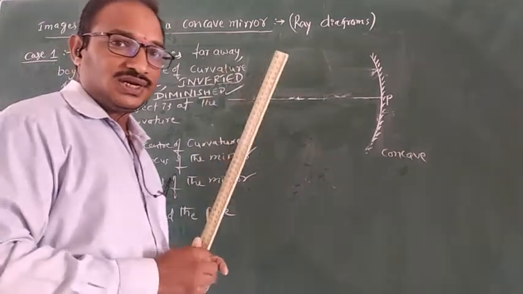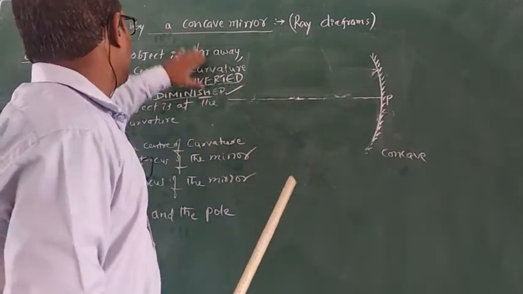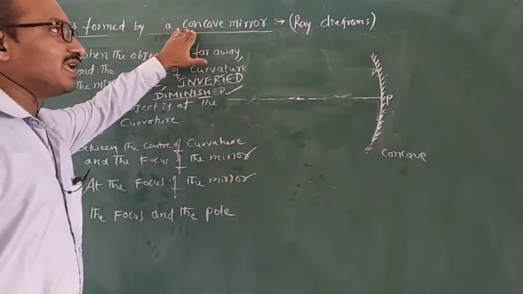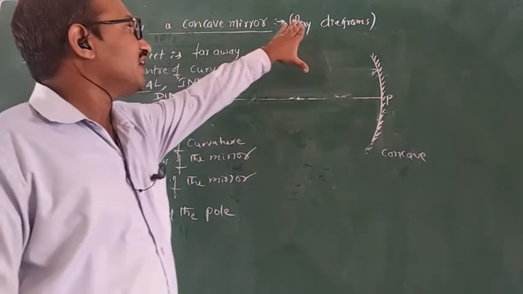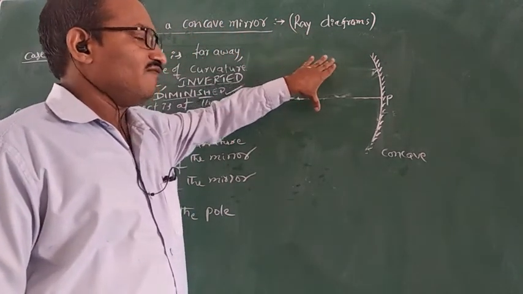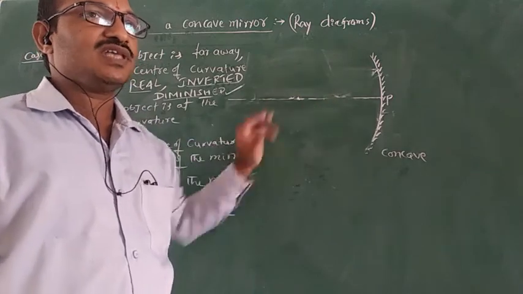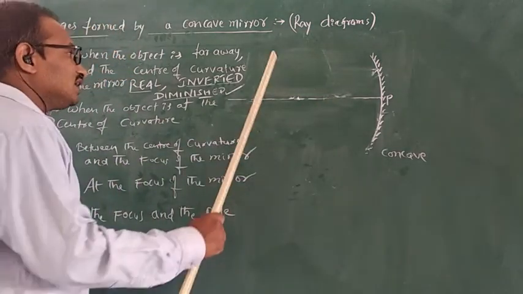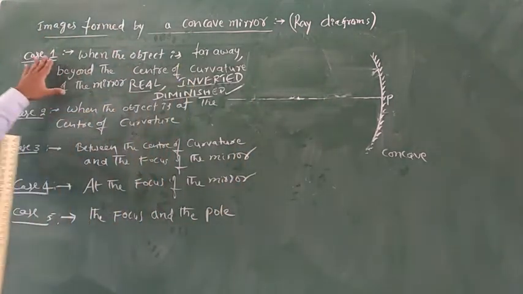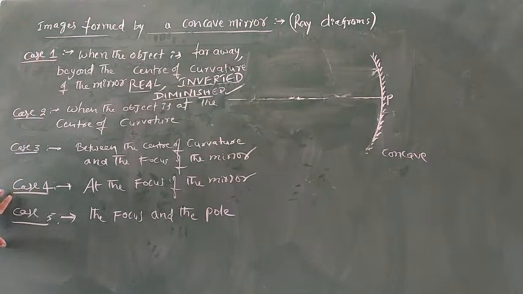Good morning, children. Now I am going to explain the images formed by a concave mirror in the form of ray diagrams. Where the image is forming and how the image is forming, that I am going to explain. First, there are five cases in total.